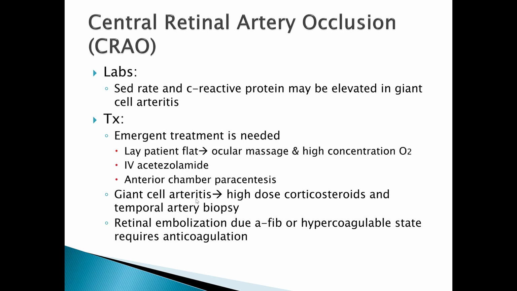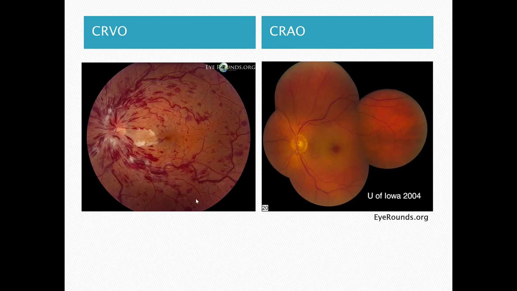And treatment for this is emergent treatment. You want to lay the person flat. You want to do ocular massage and high concentration of O2, hoping to potentially knock loose whatever's occluding the artery. You can do IV acetazolamide, and you may have to do anterior chamber paracentesis. If it's giant cell arteritis, you're going to do high-dose corticosteroids and a temporal artery biopsy. And retinal embolism due to AFib or hypercoagulable state requires anticoagulation. So if there's a blood clot, you have to start thinking about anticoagulation.